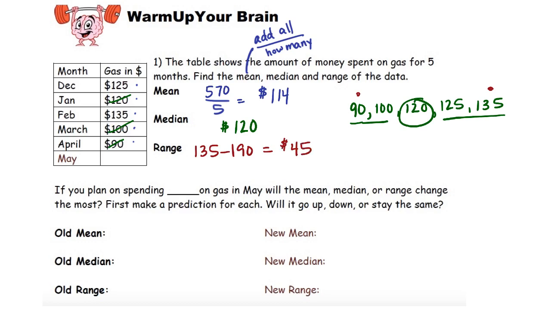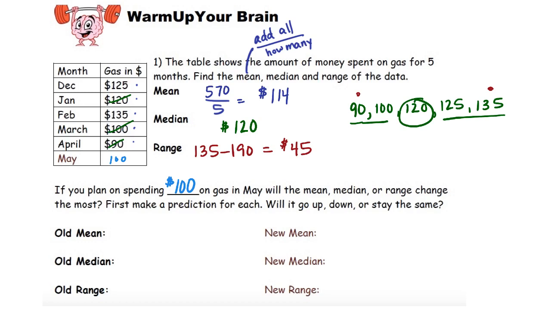For the second part of what we're going to be asking here, it says if you plan on spending, and now I'm just going to come up with an extra number. If you plan on spending $100 on gas in May, so if we put 100 in here, it says, will the mean, median, or range change? Which one will change the most? First, we're going to make a prediction if it's going to go up or go down or stay the same.